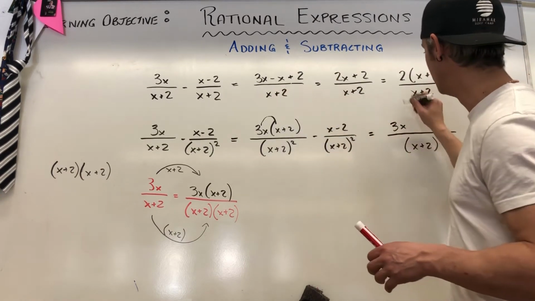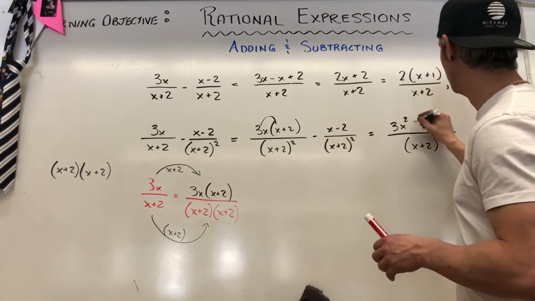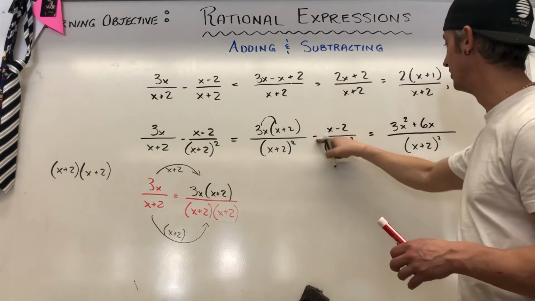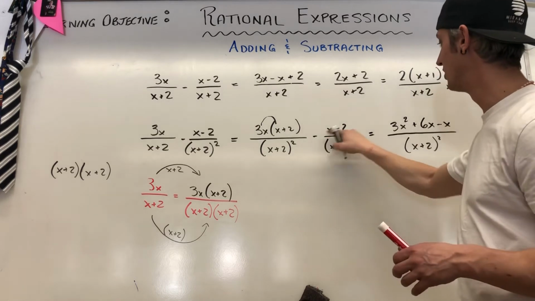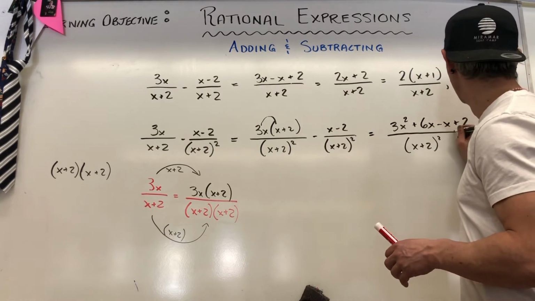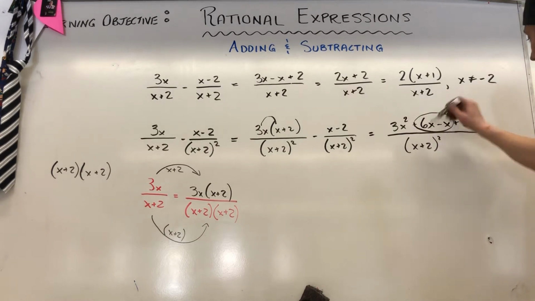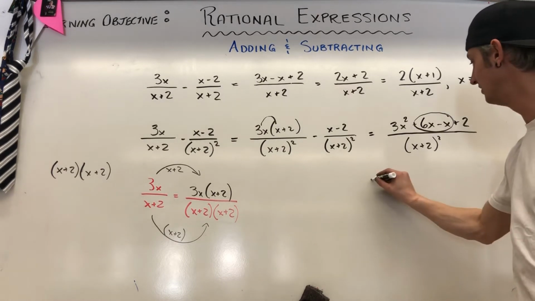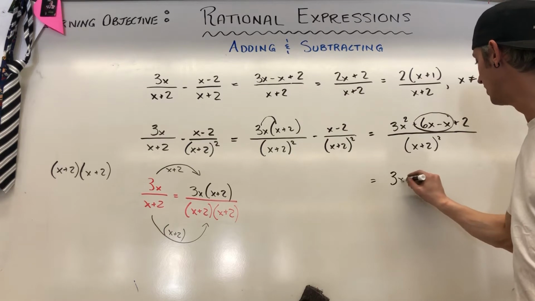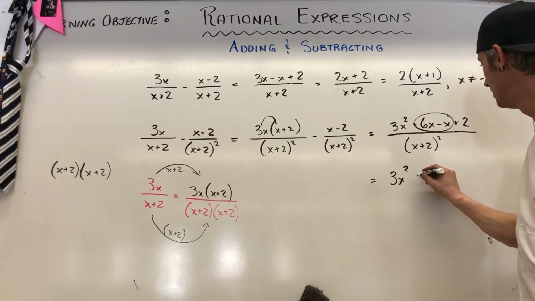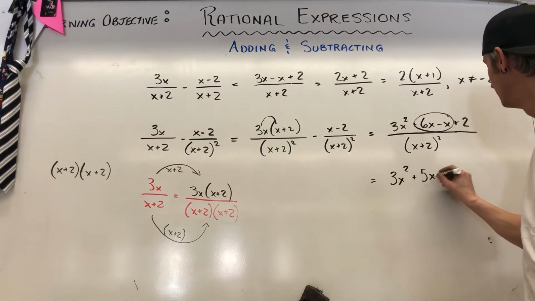3x times x is 3x squared. 3x times 2 is plus 6x. And then I'm going to subtract x, subtract, so add 2. Minus minus is plus. I have 6x minus x there, so I can rewrite this as 3x squared plus 5x plus 2.